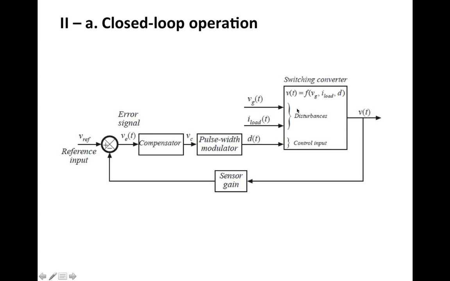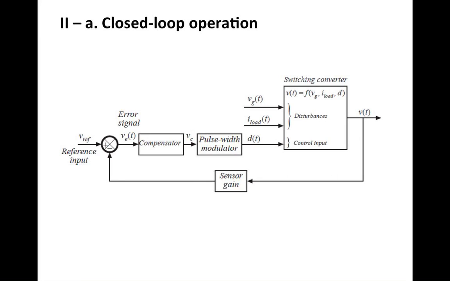So in general, we can write the output voltage as a function of input voltage, load current, and duty cycle. But only the duty cycle is our control input to the switching converter, and we take input voltage variation and load current variation as disturbances. So our goal is to fully understand the relationship or the transfer function from this control input to our output, and also to maximize rejection of these disturbances to the output.